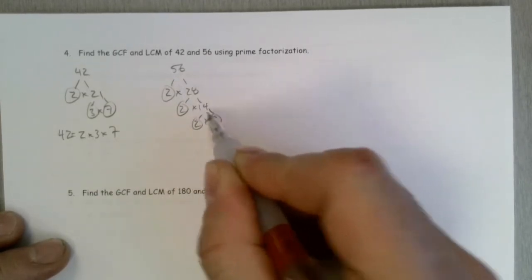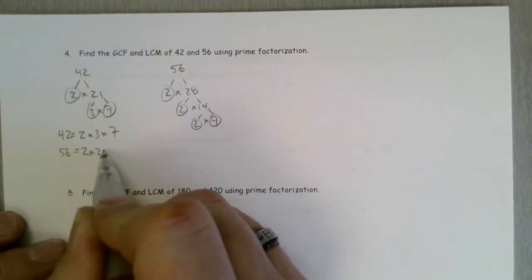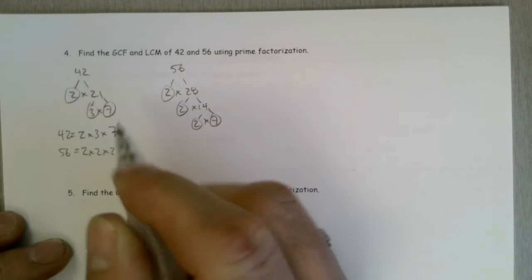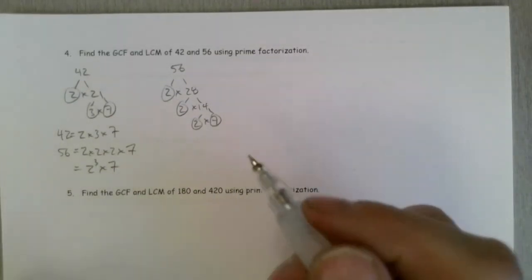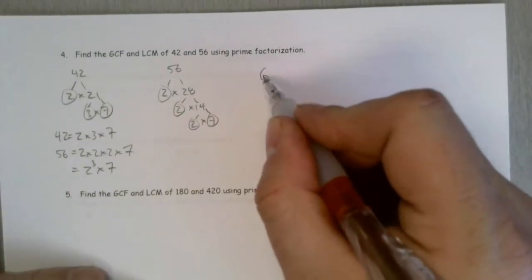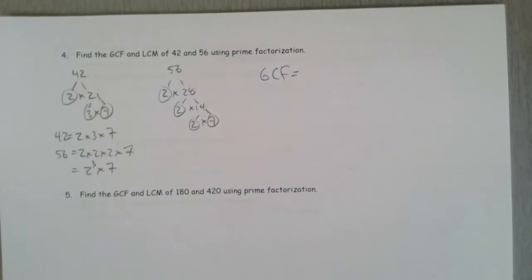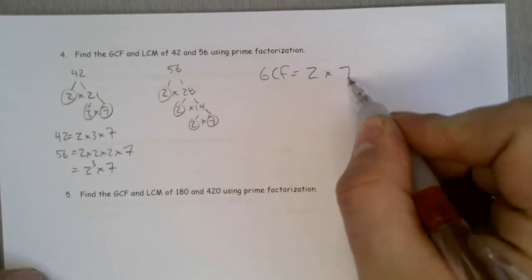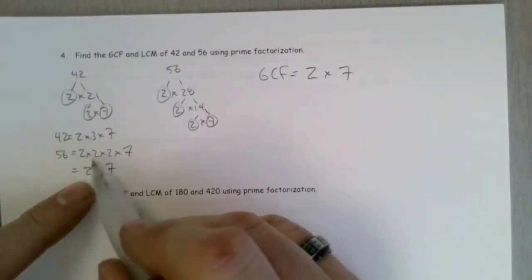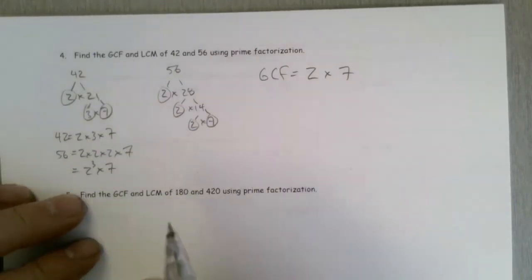Okay, and both of those are prime. So there's my 56, which is going to be 2 times 2 times 2 times 7, or 2 cubed times 7. Okay, so my greatest common factor is going to use just the factors that are common to both. Well, there's a 2 common to both, and there's a 7 common to both. 3 isn't. 3 is unique to 42, so I'm not going to worry about that. I'm only looking for what's common.